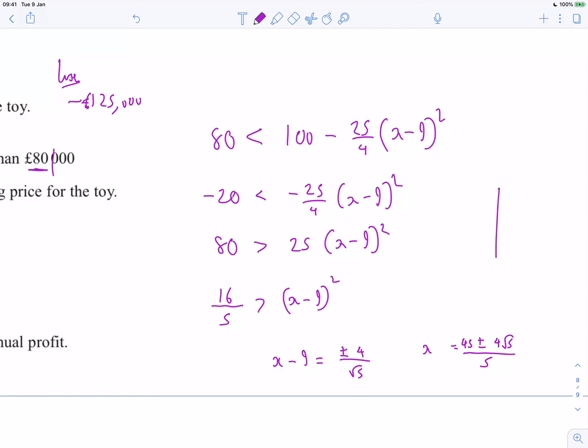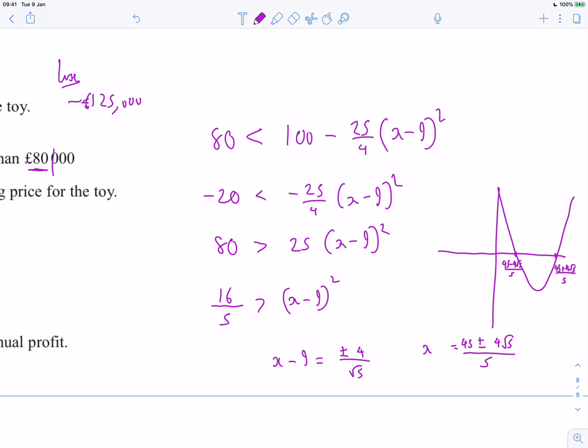So if I had a quadratic, which I do, then 45 plus 4 root 5 is going to be over here. That's 45 plus 4 root 5 over 5. And then 45 minus 4 root 5 is still positive, and it's over here. So 45 minus 4 root 5 over 5. It's going to be a U-shaped parabola like that.